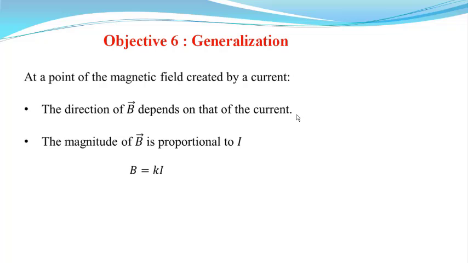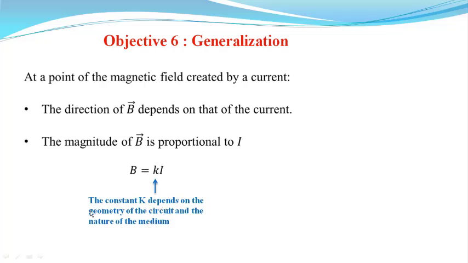At a point of the magnetic field created by a current, the direction of this magnetic field depends on that of the current, and also the magnitude of this magnetic field is proportional to the value of the current. We can say that the magnetic field B equals K multiplied by the current I, where K is a constant that depends on the geometry of the circuit and the nature of the medium. What do you mean by the geometry of the circuit? The geometry of this circuit may be a rectilinear wire, a circular loop, a flat coil, or a solenoid.